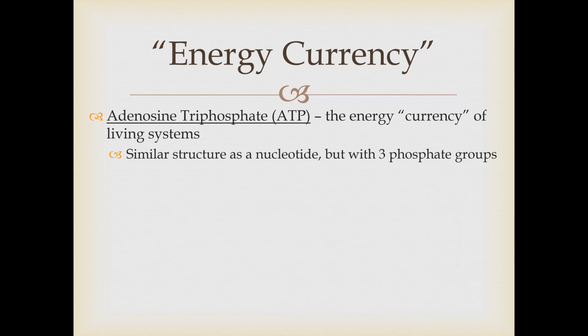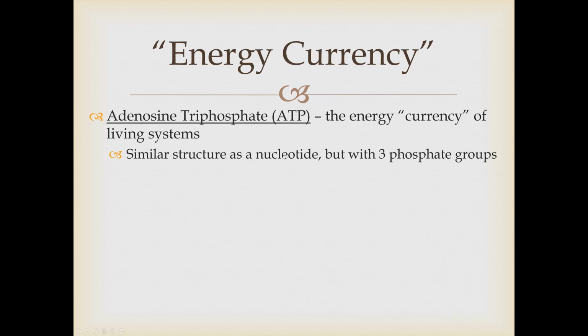So the main energy currency of cells is adenosine triphosphate, which we abbreviate ATP. This is the main molecule that is used as energy currency in actually most living systems. ATP, or adenosine triphosphate, has a very similar structure to adenosine, which we looked at earlier. It was one of the nucleotides.